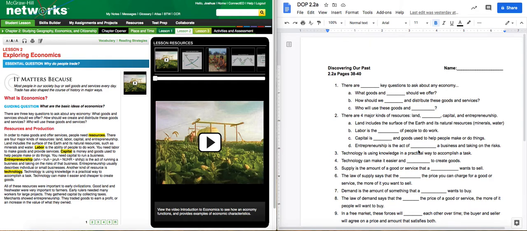Okay, so it's kind of funny because it says there are 4 major kinds of resources: land, labor, capital, and entrepreneurship. And then the next sentence says, well, there's actually a fifth one. It's technology. Okay, so I'll go back to entrepreneurship, the act of being able to run a business.